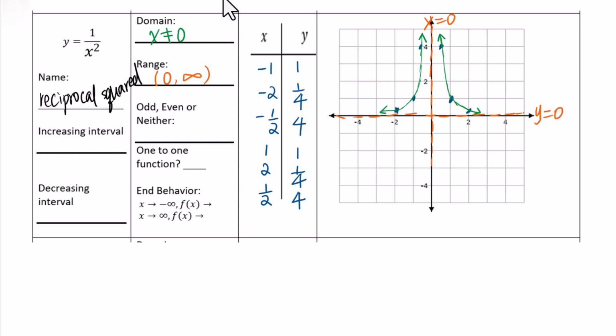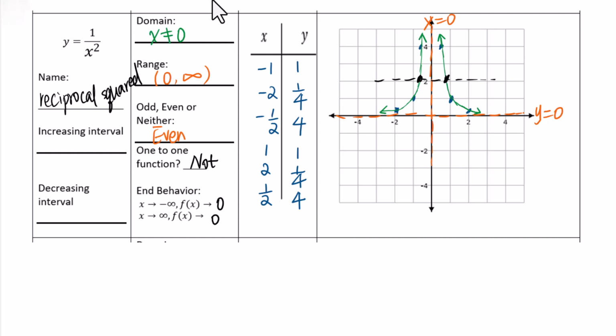Since the graph is symmetrical about y-axis, it's an even function. When we draw a horizontal line, we got two intersections, so it's not a one-to-one function. When x approaches negative infinity, you could see the graph approaches 0. When x approaches positive infinity, the graph approaches 0.